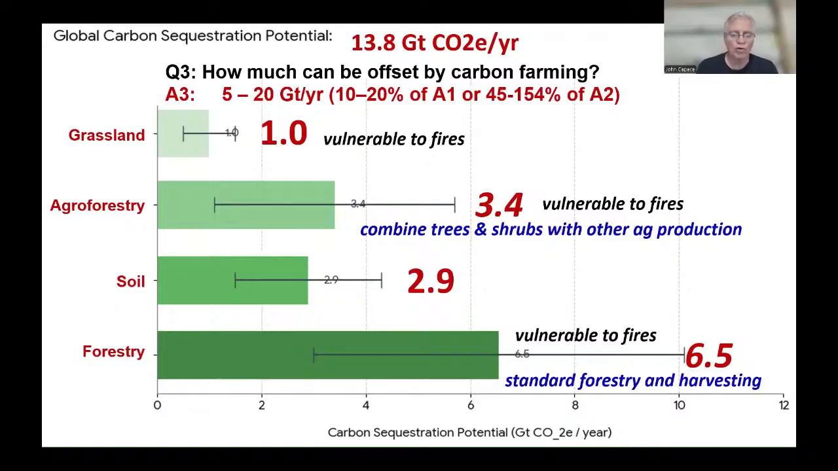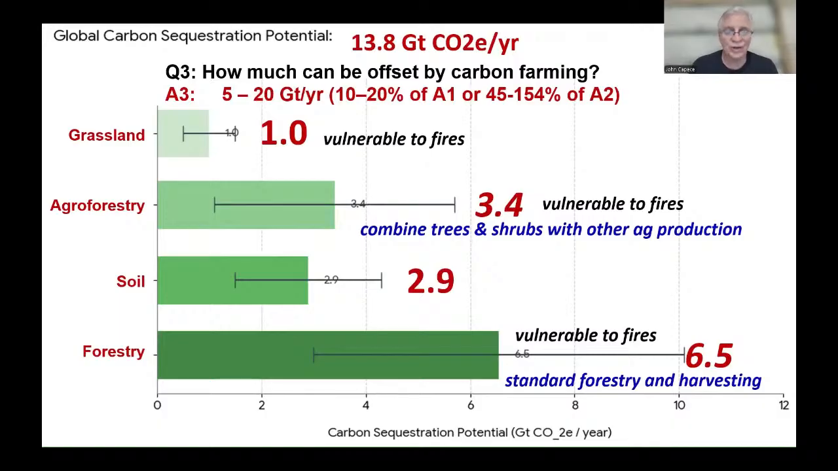But managing our global grasslands can sequester roughly 1 gigaton per year. However, this pool remains highly vulnerable to wildfires. Agroforestry, which involves combining trees and shrubs with other agricultural crops and livestock production, has a potential of over 3 gigatons. Direct soil carbon sequestration can capture around 3 gigatons as well. Finally, standard forestry practices and optimized timber harvesting hold the single largest potential at over 6 gigatons per year.